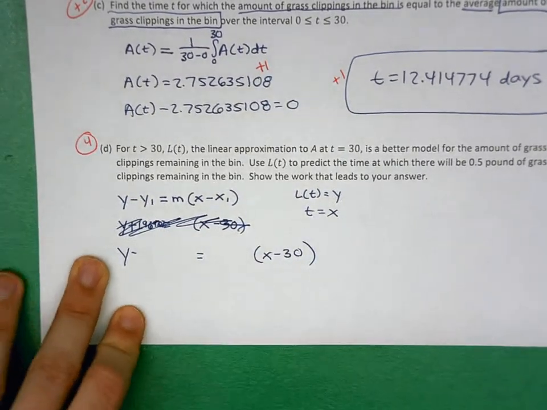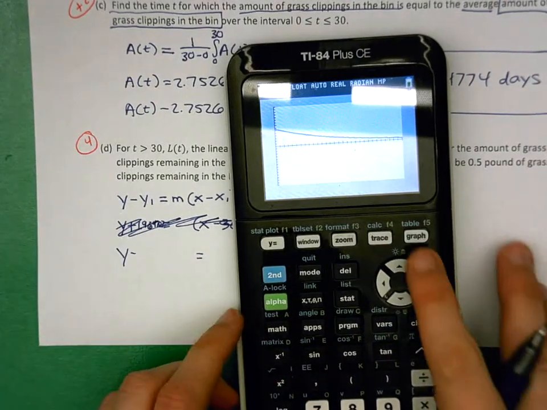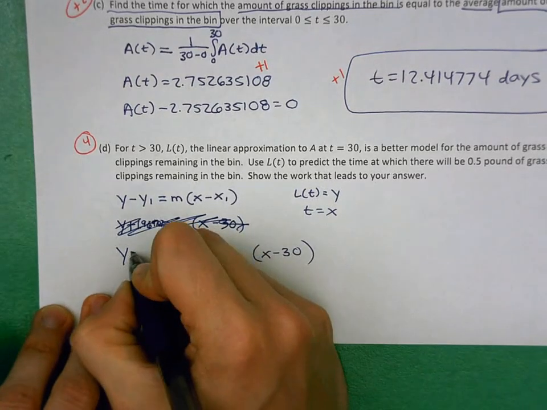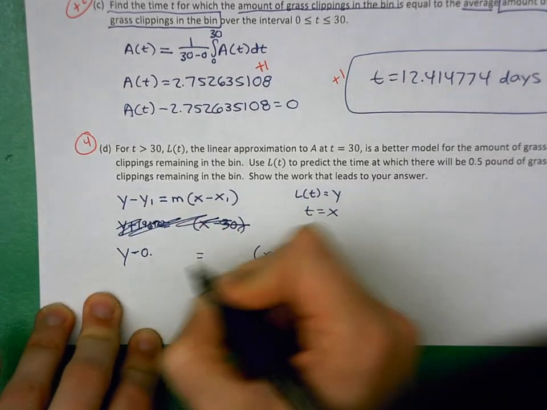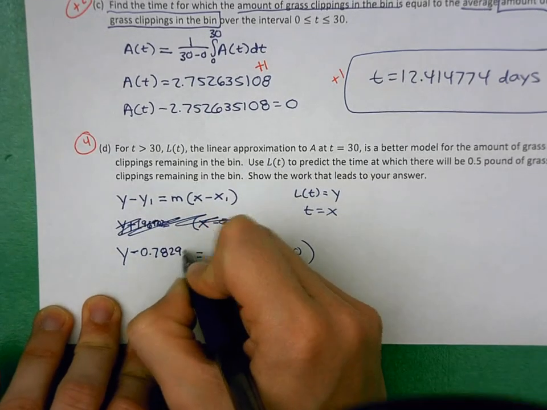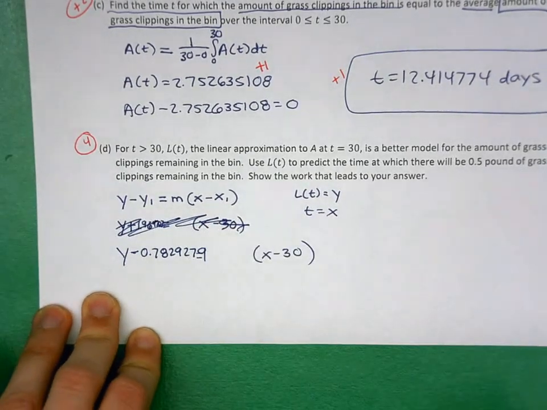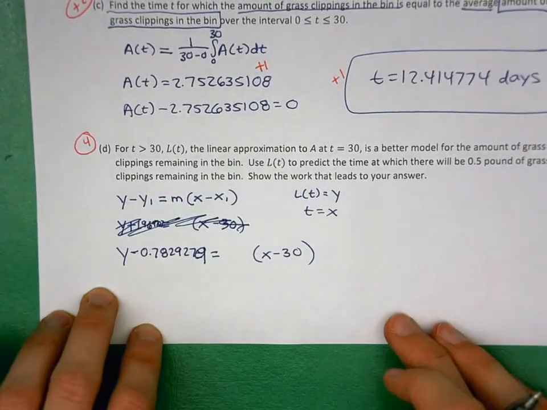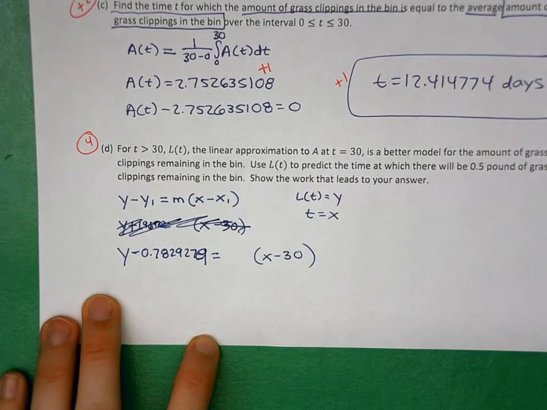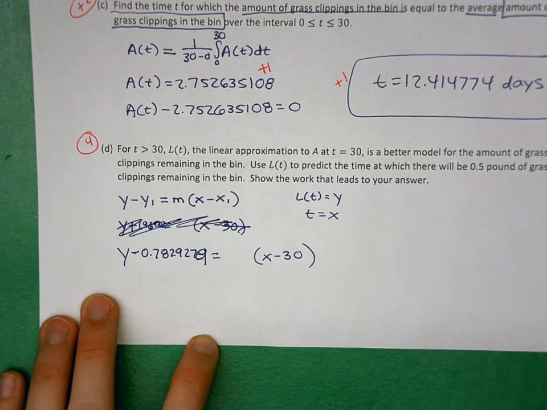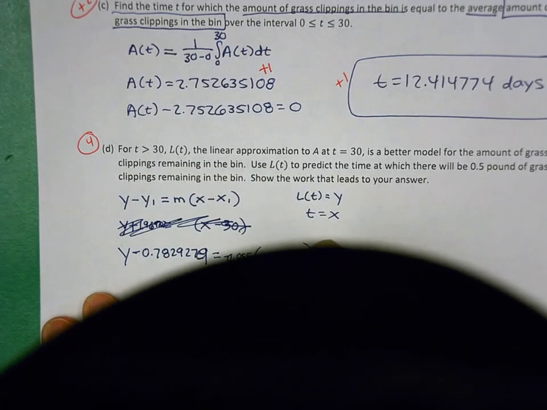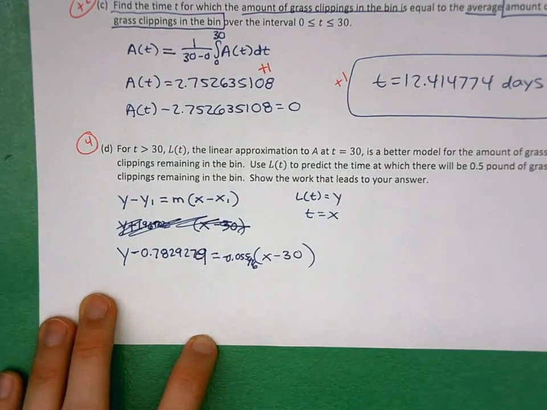Okay. 0.7829279. And then your derivative, so second calc derivative would be negative 0.055976. Okay? And so that would be your tangent line.